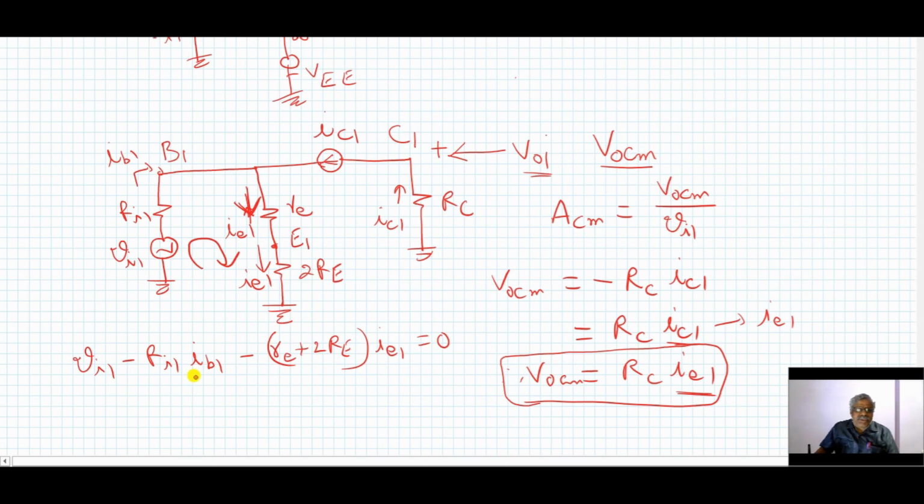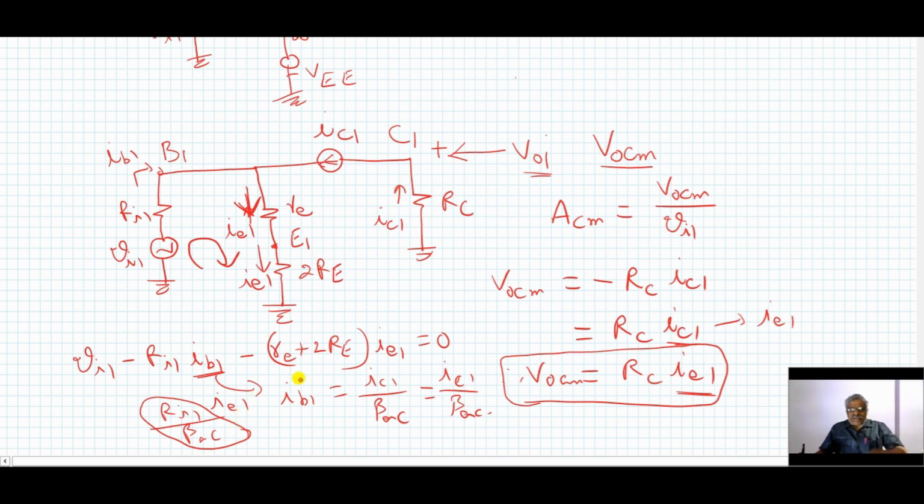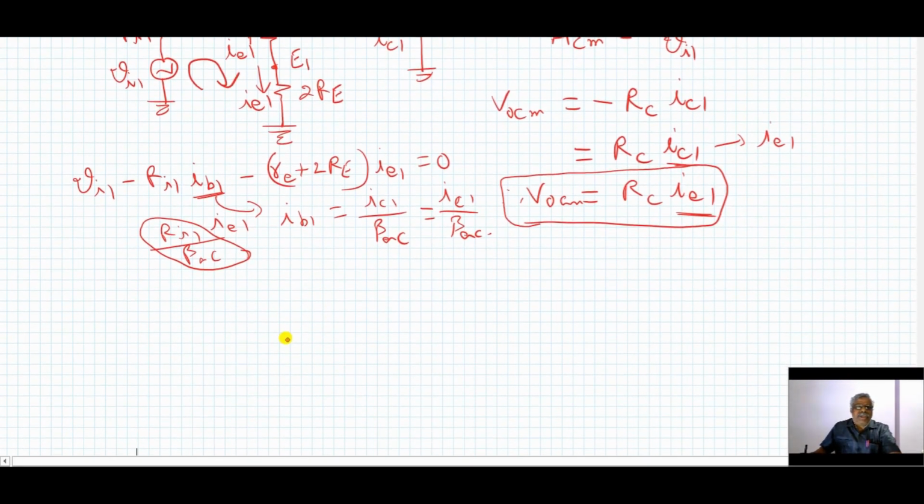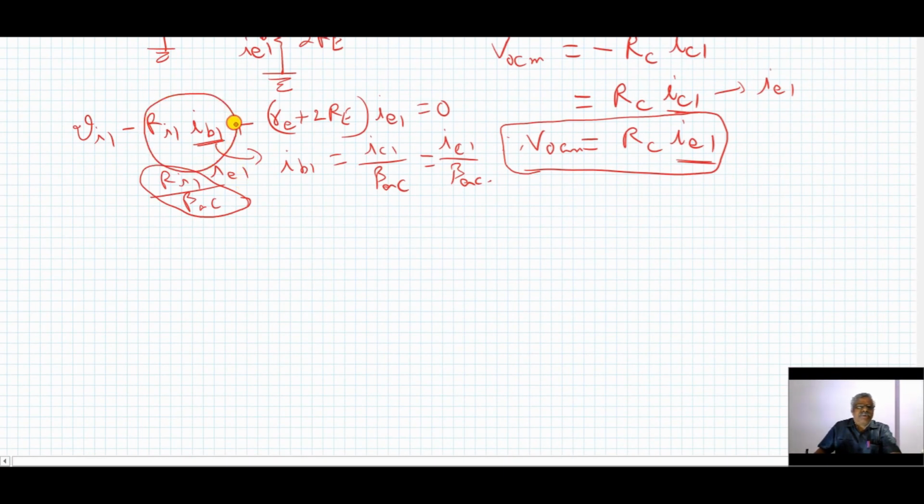And what is this IB1? Earlier we discussed about this. IB1 is equal to IC1 divided by beta AC, because we are discussing AC analysis, which is nothing but IE1 by beta AC. Then this becomes RI1 into IE1 divided by beta AC. But this RI1 by beta AC is much smaller, hence that can be neglected. So in this expression, this component is negligibly small, so it can be neglected.